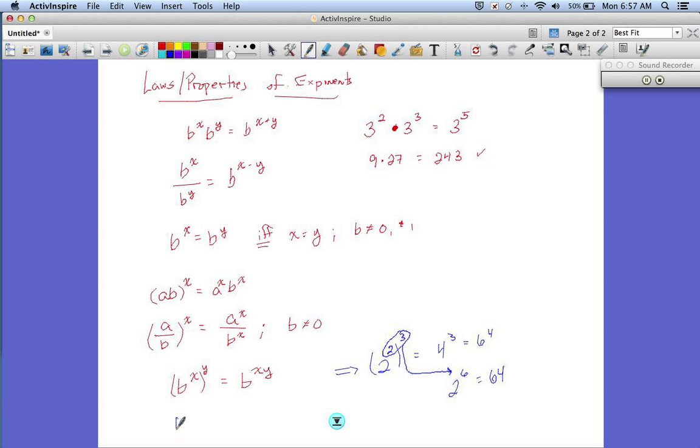And by definition here, this one's always important. b to the 0 equals 1. And something we talked about on the last page, b to the negative x equals 1 over b to the x. And again, b cannot be 0 in that case. All right, so that's pretty much it for the laws and properties of exponents.